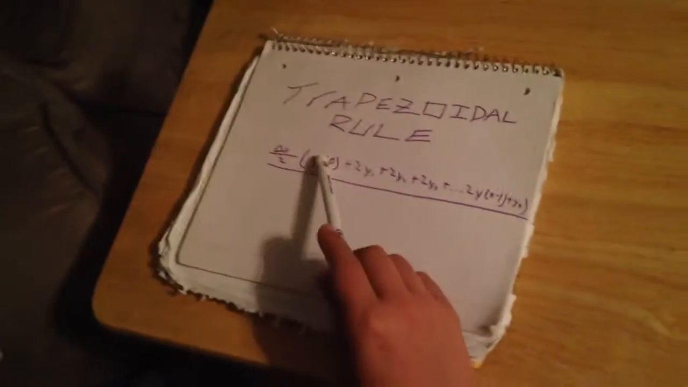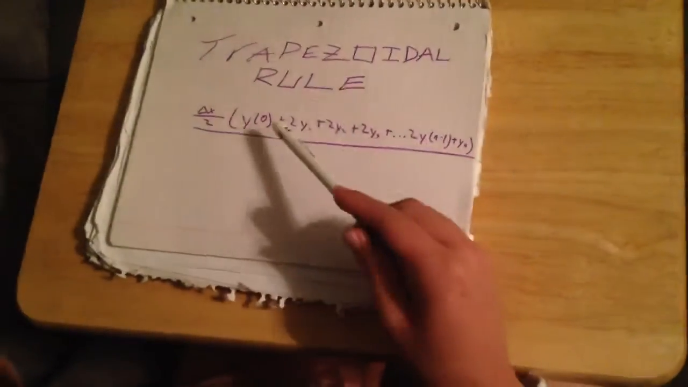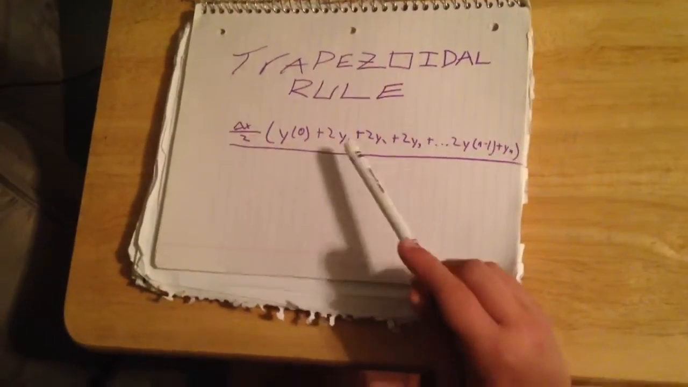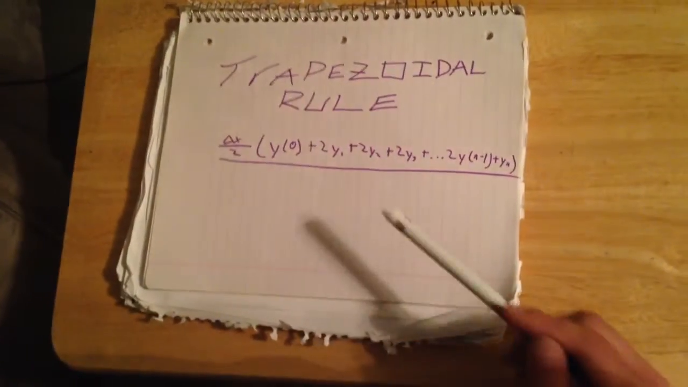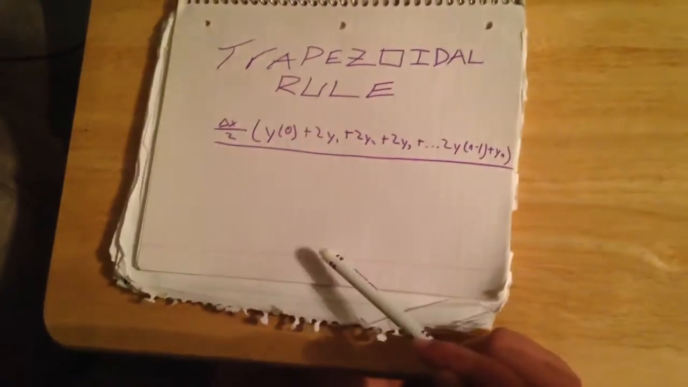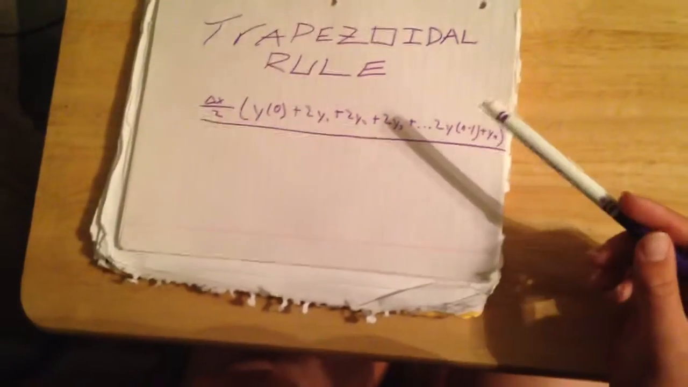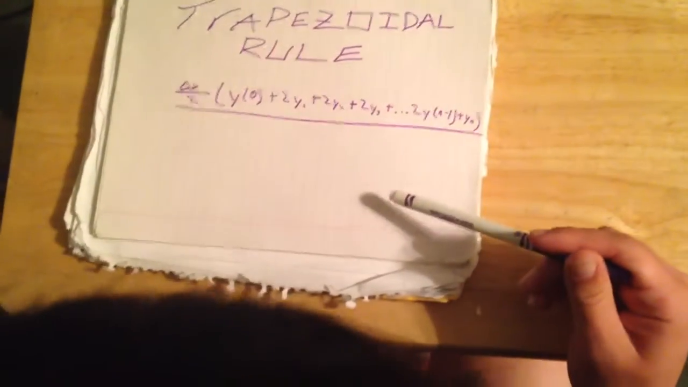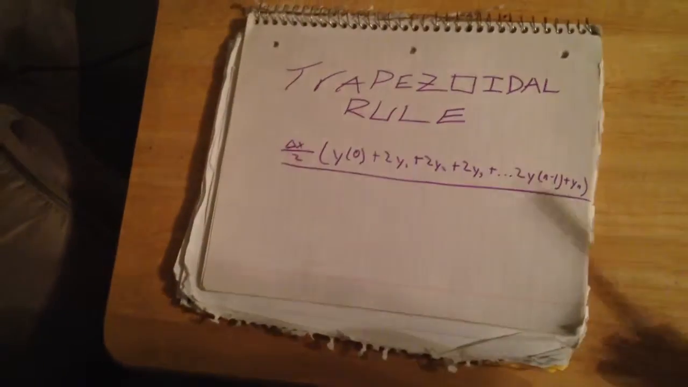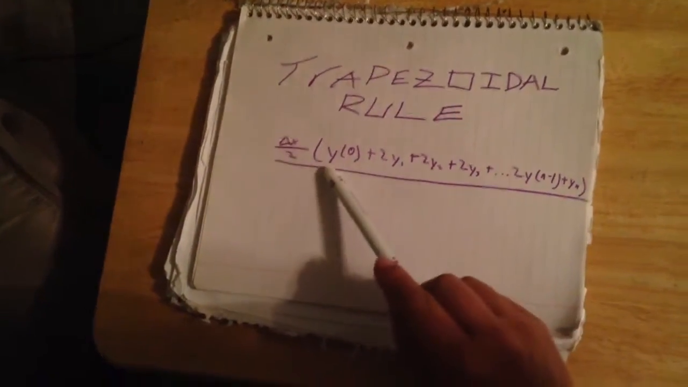Now, trapezoidal rule goes delta x over 2, parentheses, times the initial value plus 2 times y of 1 plus 2 times y of 2 plus 2 times y of 3, etc., as far as it goes up, plus 2 times y of n minus 1 plus just a solo y of n, just like the first one was y of 0.